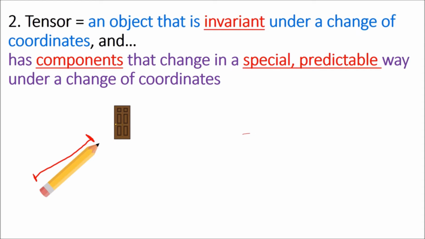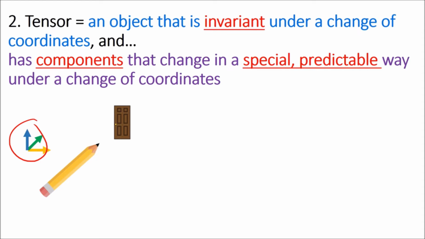Also, this pencil is pointing toward the door, and that's just a fact. It doesn't depend on what coordinate system we use. The pencil's orientation is intrinsic or invariant under the choice of coordinate system. Now, the second part, what does it mean for components to transform predictably under a change of coordinates? Well, to start off, let's introduce a coordinate system here. So we have a nice 3D coordinate system with 3 vectors here that give us the main coordinate directions.